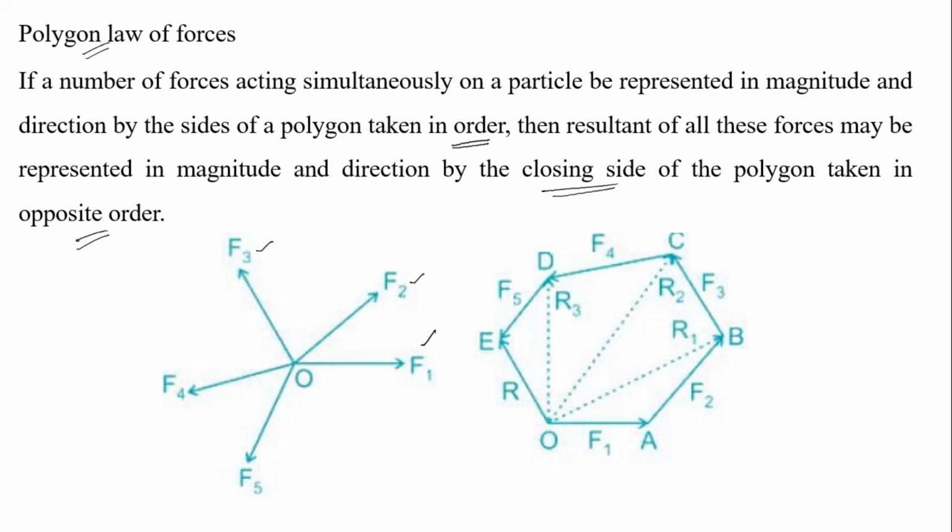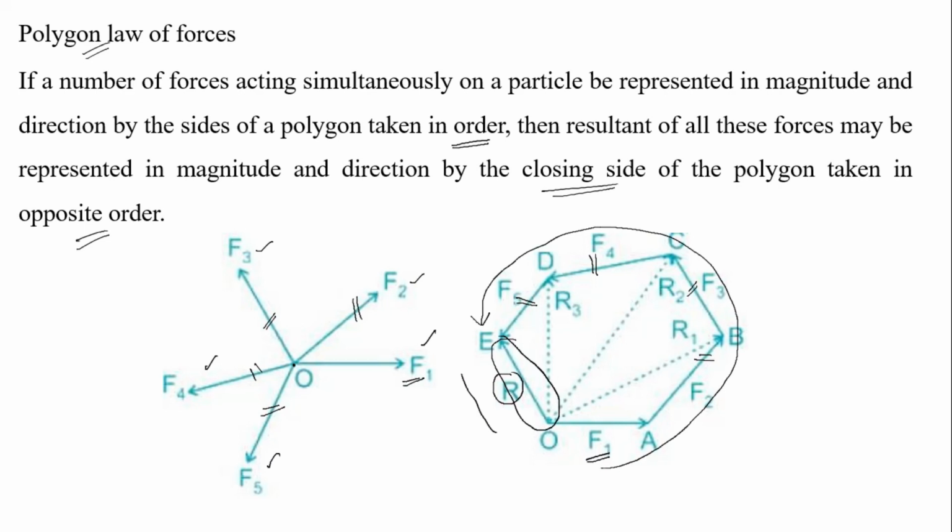Forces F1, F2, F3, F4 and F5 are acting from a single point O. Then we have to draw a force polygon. For F1, it represents the horizontal direction, and we have to draw a line parallel to F2 and F3, and from F4, we draw a line parallel to F5 with magnitude. Then the closing side is called the resultant. See, F1, F2, F3, F4 up to F5 are in the clockwise order, and the resultant is in the anticlockwise direction.